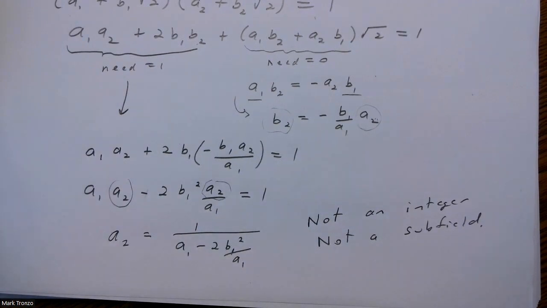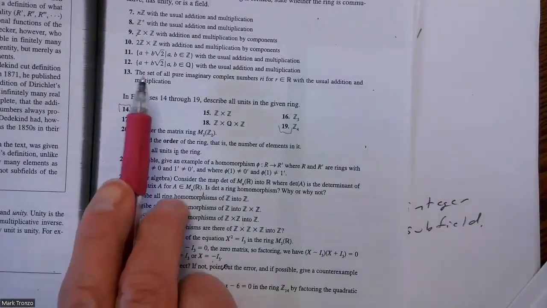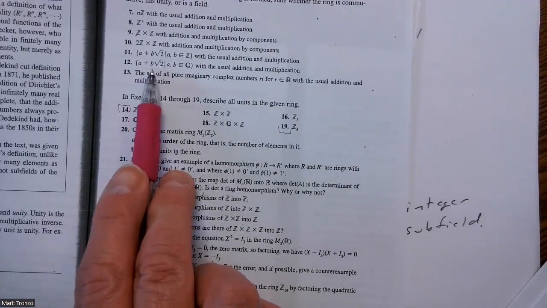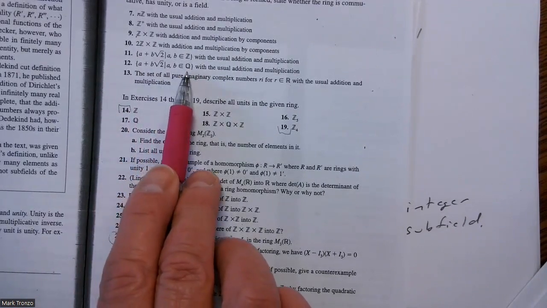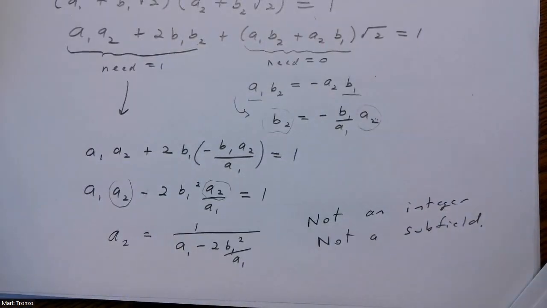So now the question is, if we look at the very next one, this one says A and B are in the rationals. Would this work if A and B were in the rationals? What could go wrong this time, if anything?